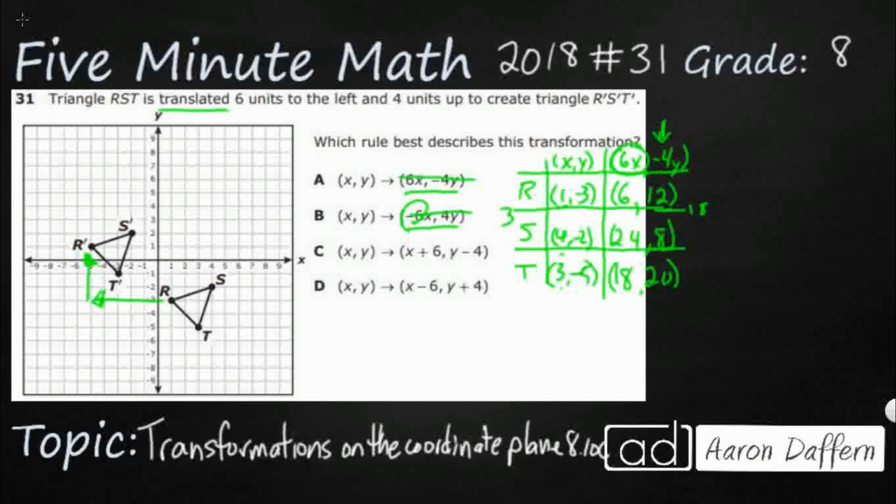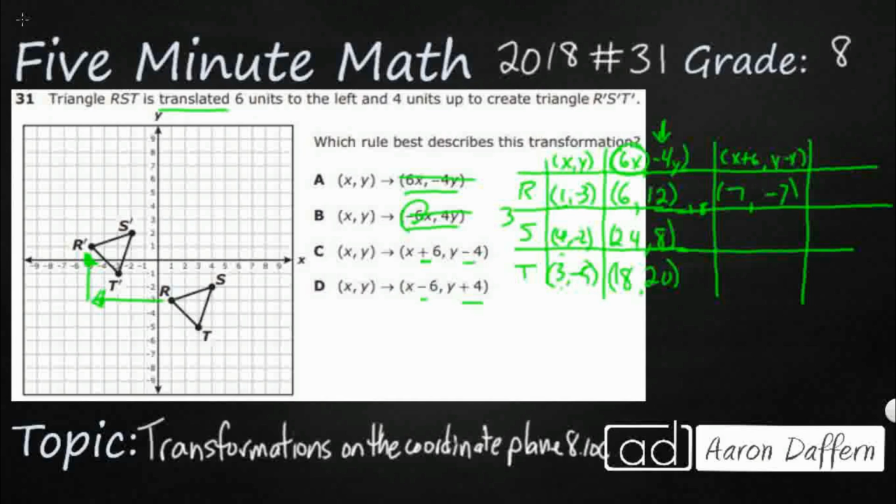And this is what a translation looks like. You're either adding or subtracting. Okay? So let's just skip over B. Let's just see what it looks like if we do these translations right here. So I've got x plus 6, y minus 4. All right, so x plus 6, going back to the original. So 1 plus 6 is 7. Y minus 4, that's negative 3 minus 4, that's going to be negative 7. Negative 7, negative 4 for my new R prime.